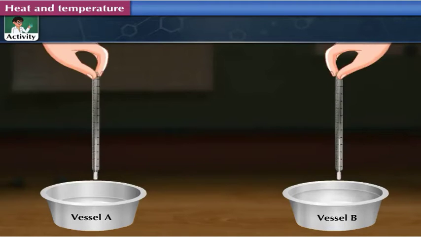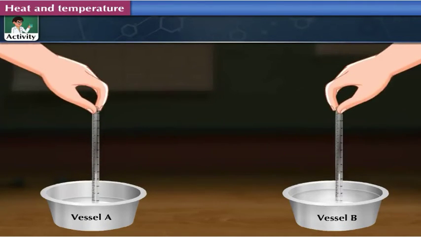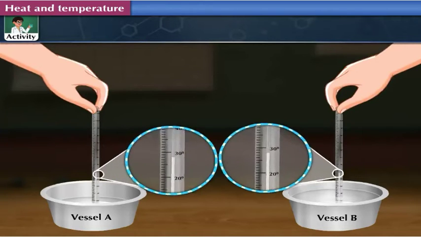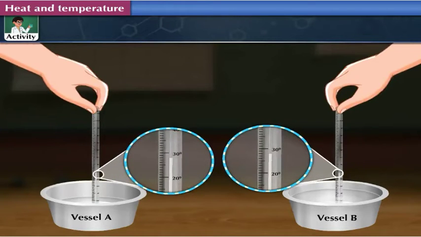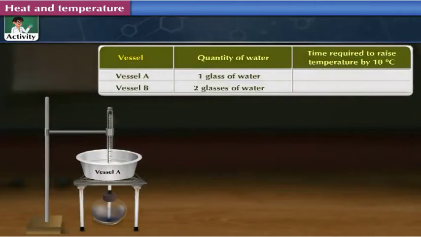Let us now measure the temperature of water. Water in both the vessels are at the same temperature. It is 28 degrees Celsius. Let us immerse the thermometer in vessel A using stand.